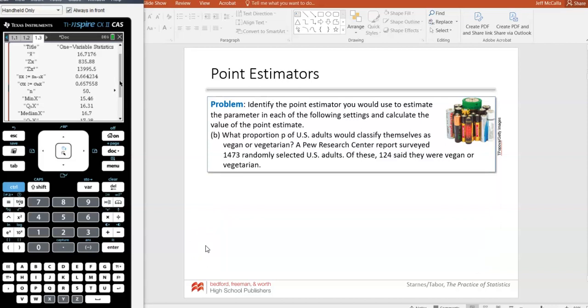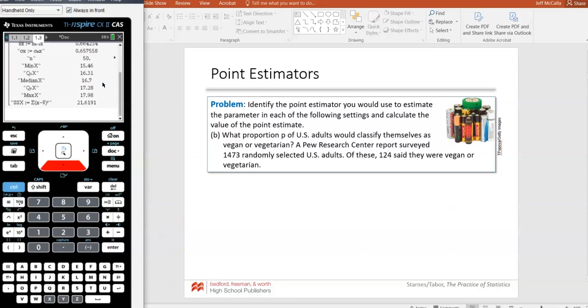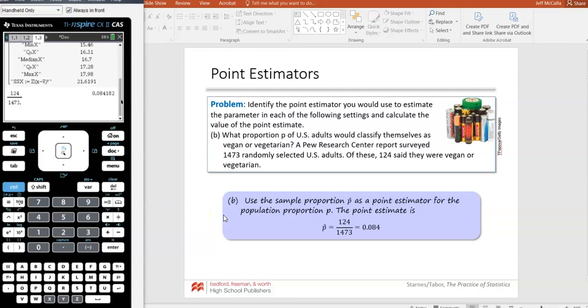What proportion p of U.S. adults would classify themselves as vegan or vegetarian? That's interesting. Pew Research Center surveyed 1,473 randomly selected U.S. adults. Of these, 124 said they were vegan or vegetarian. So you want to get your calculator out, and you would do 124 divided by 1,473. We would call that p hat, right? And so we get a point estimate of 0.084. So p hat is our estimator, and our point estimate is 0.084.